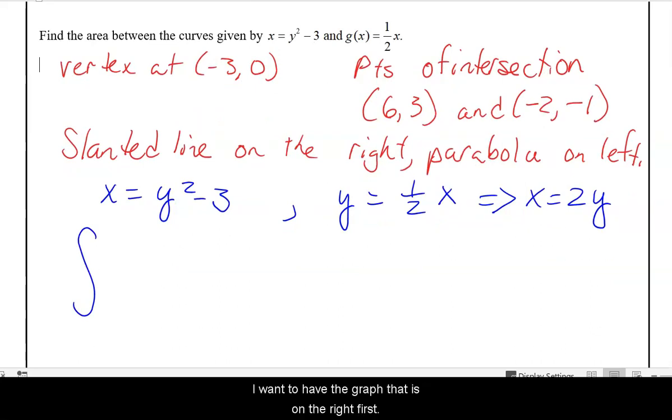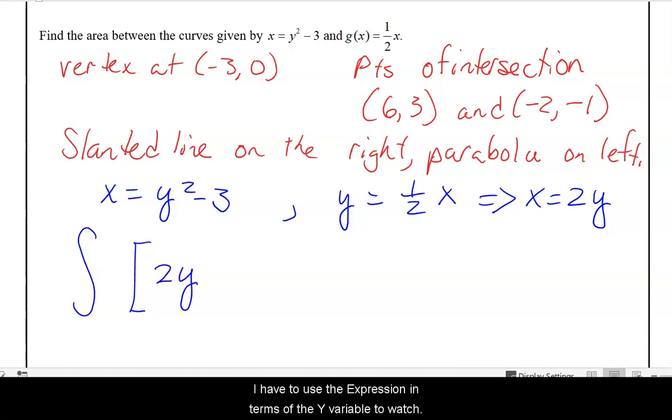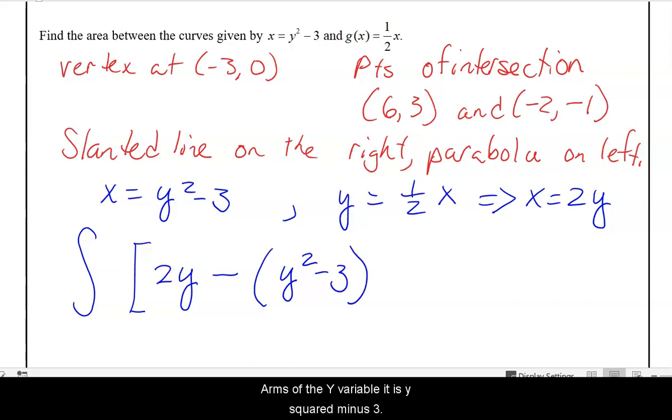I want to have the graph that is on the right first. That's the slanted line, which is x equals 2y. I have to use the expression in terms of the y variable, 2y. Minus, for the formula, I must now put in the graph that is on the left, which is the parabola. In terms of the y variable, it is y squared minus 3. Notice the parentheses are not optional, since I need to distribute the negative sign.